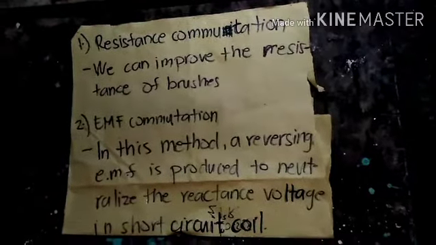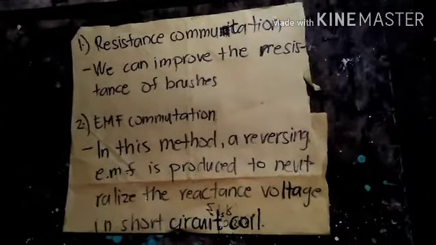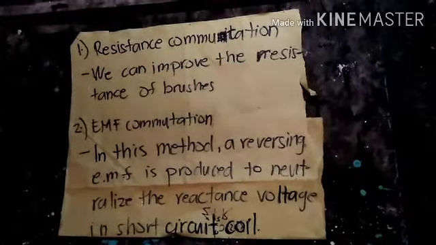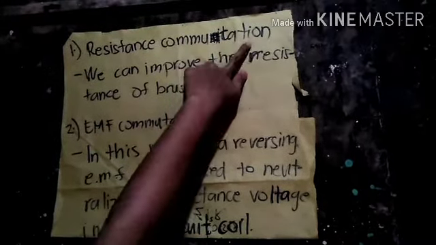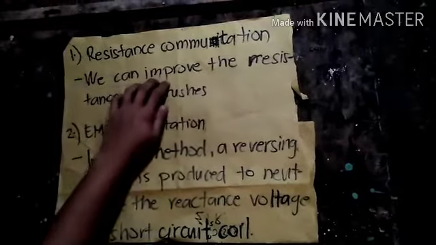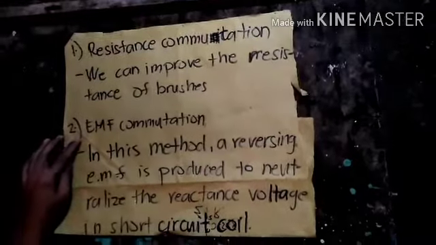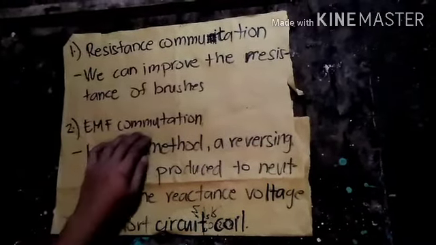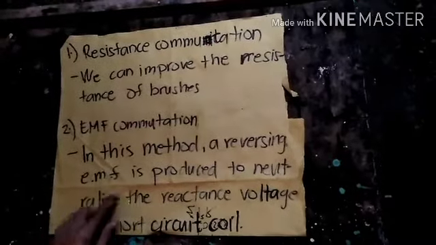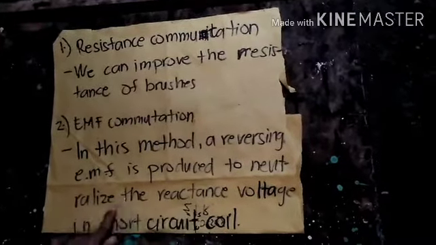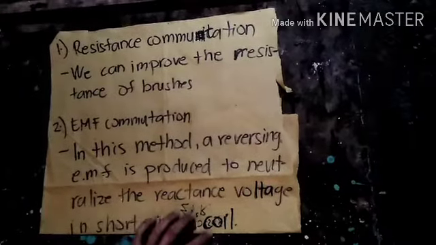Part 1, number 2. What are the two methods in improving commutation? Explain each in one sentence. First is the resistance commutation, wherein we can improve the resistance of the brushes. Next is the EMF commutation. In this method, a reversing EMF is produced to neutralize the reactance voltage in the short circuit coil.